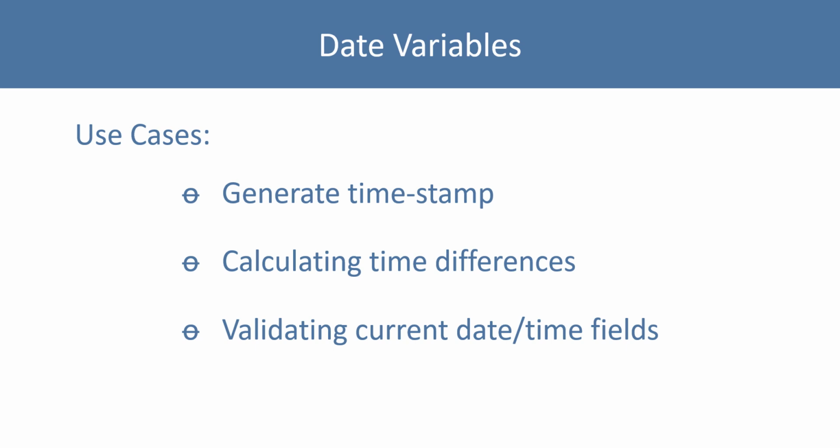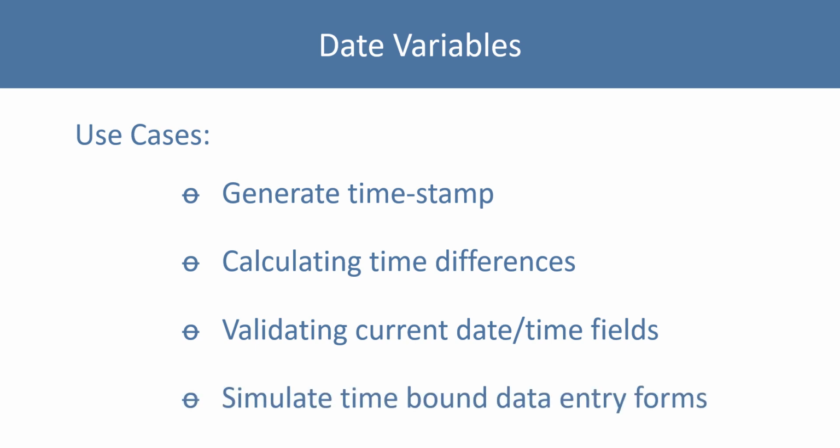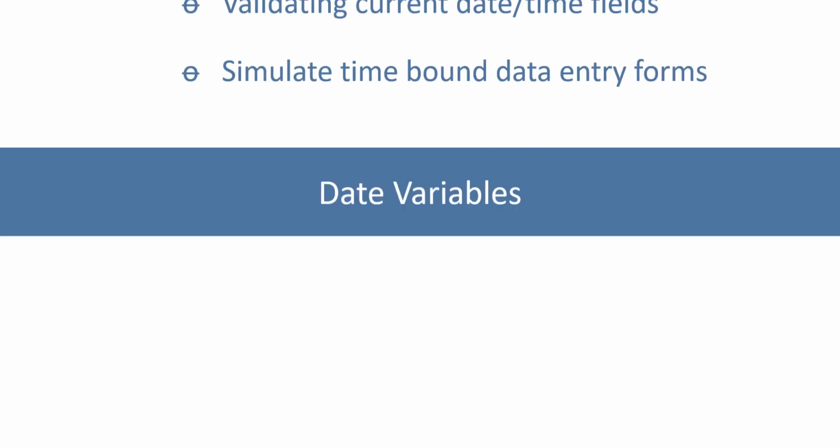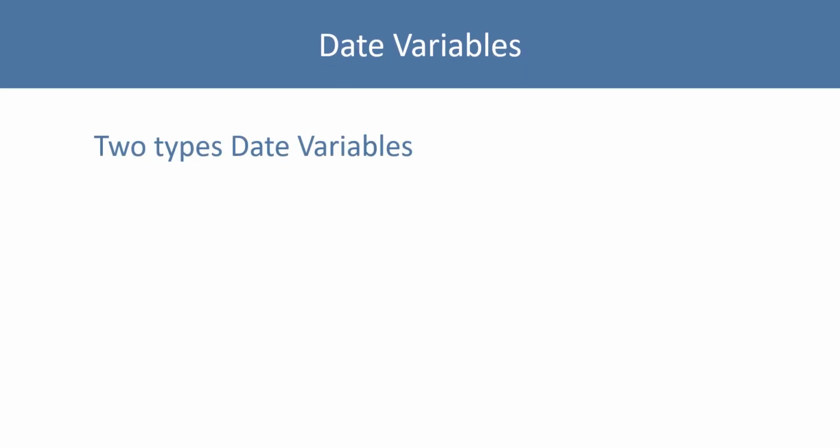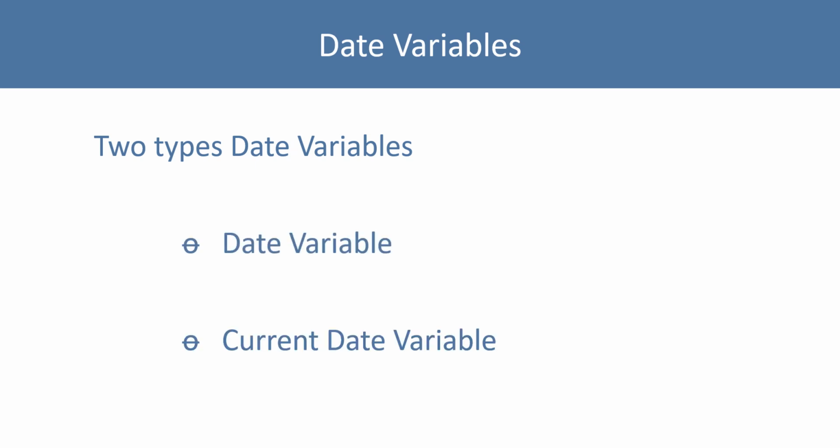Next is validating the current date time fields. And finally, simulating time-bound data entry forms, which we just saw as a TV example. Those are time-bound, time-sensitive applications. There are two types of date variables. One is date variable, the other is current date variable.